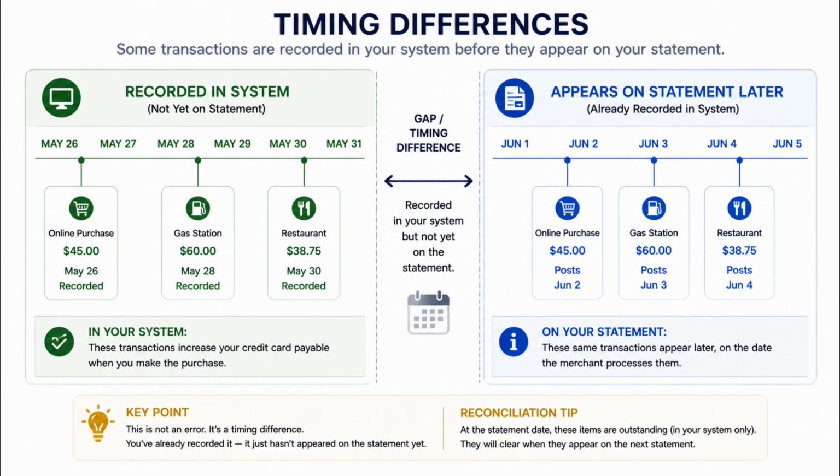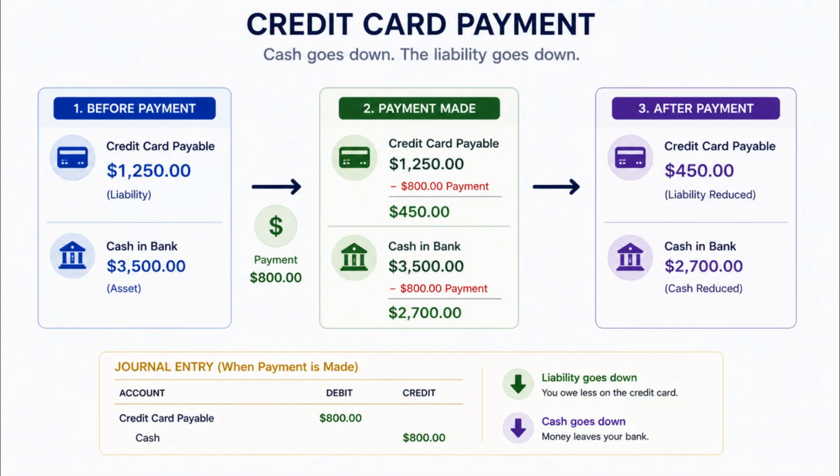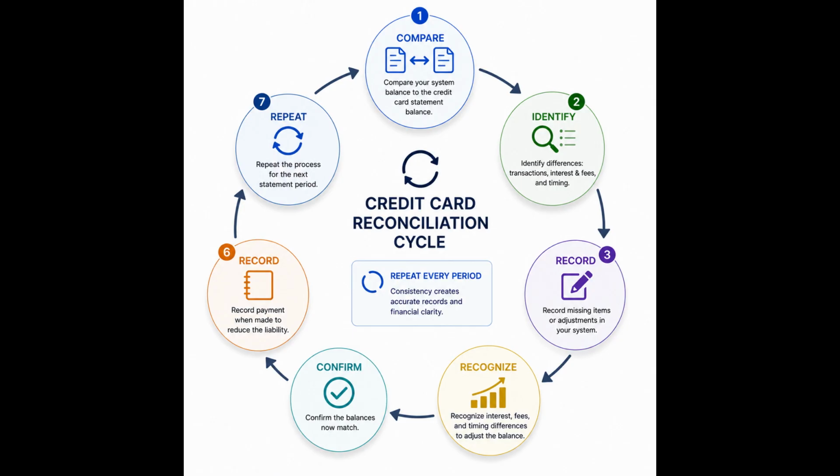Now, bring it all together. Any difference between your system and the statement will come from one of three places: missing transactions, interest or fees, and timing differences. Just like bank reconciliation, every difference must be explained. Now, the payment. When you pay your credit card, your cash obviously goes down and the liability goes down. The journal entry for payment is to simply debit your credit card payable and credit cash.